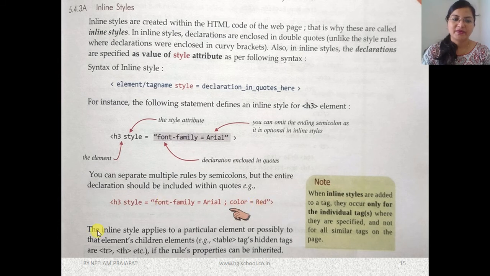The inline style applies to a particular element or possibly to that element's child elements. Got it? So it depends, like if it has child nodes, child tags also, like table has tr and th also, then it will be applied to the children elements also. If the rule's property can be inherited, then the particular element's style will be applied to the children elements also, like in table or unordered list, etc.